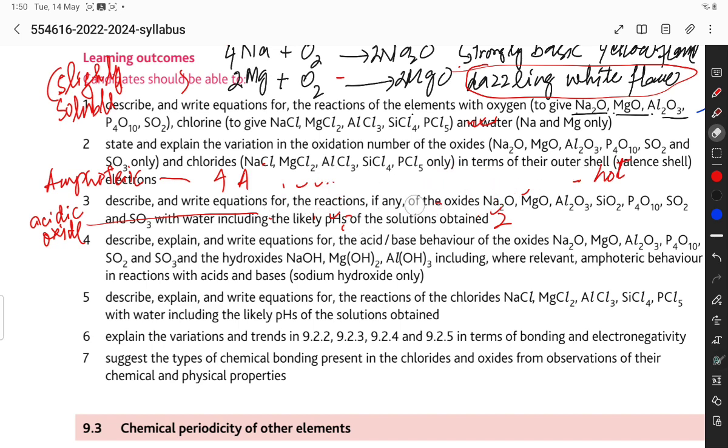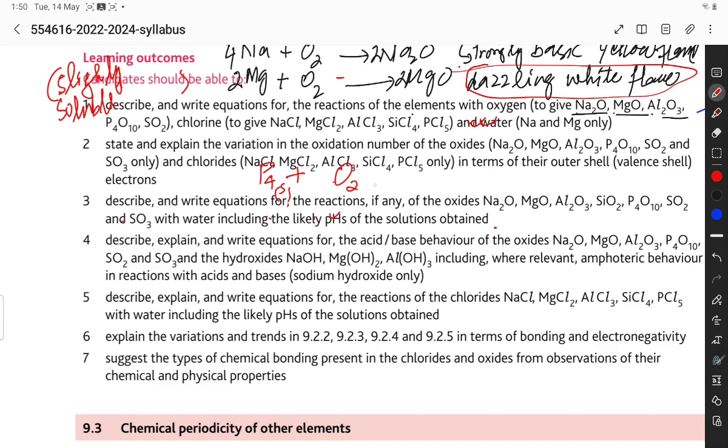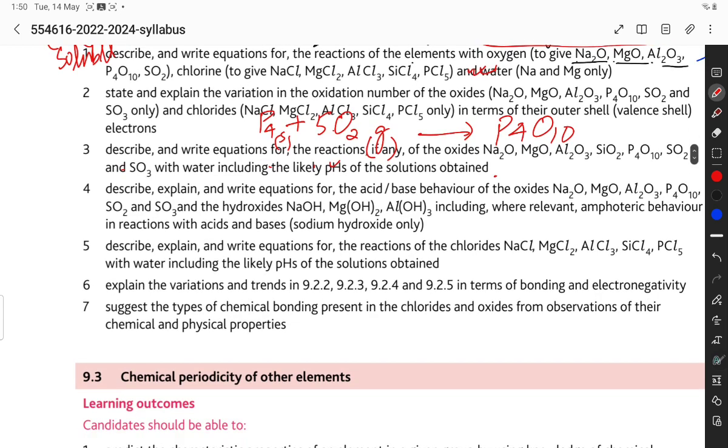And next is phosphorus. P4, because the molecular formula of phosphorus is P4, reacts with oxygen gas to form P4O10, from P4 plus 5O2. This burns with a bright flame, and it is known as phosphorus(V) oxide. Sulfur burns, and this is also an acidic oxide. Sulfur with oxygen forms sulfur dioxide.